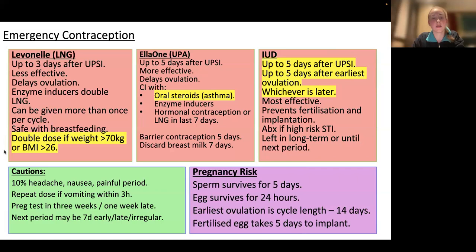Okay, and again, just cautioning the patient that there are sort of side effects of headache, nausea, sometimes quite a painful period. And if there's any vomiting within 3 hours for either of the morning after pills, Levonelle or Ellaone, they need to repeat it and come back, and you want to get them to do a pregnancy test in 3 weeks. And the next period might be irregular.